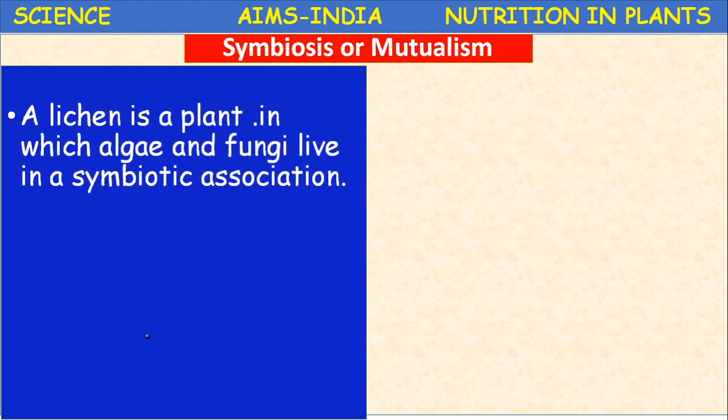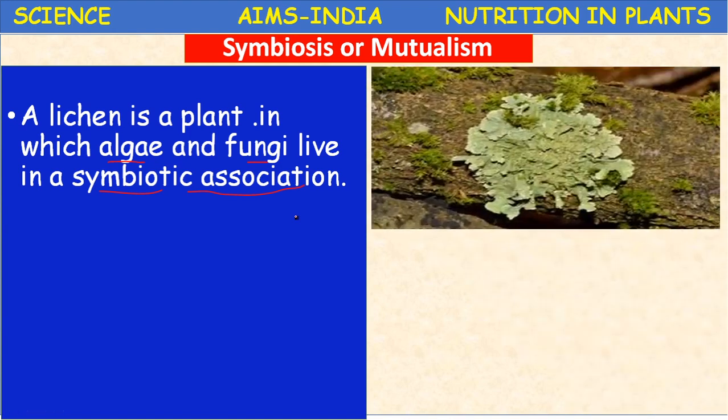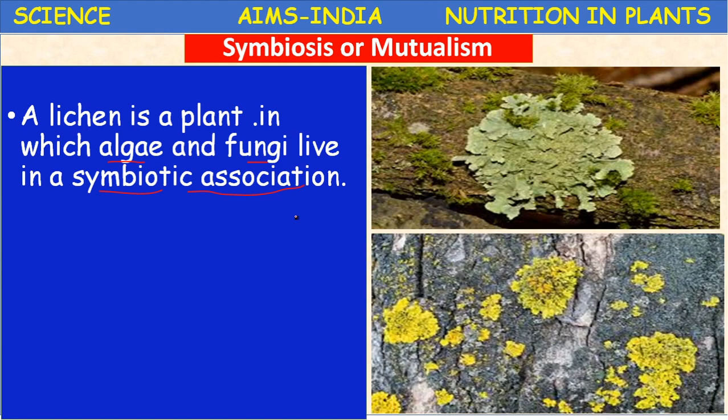Symbiosis, mutualism. A lichen belongs to the plant group. It is a plant in which alga and fungi live in a symbiotic association. Lichen is equal to alga plus fungi. Okay, that is the equation.